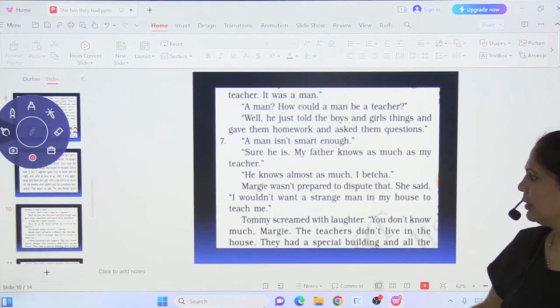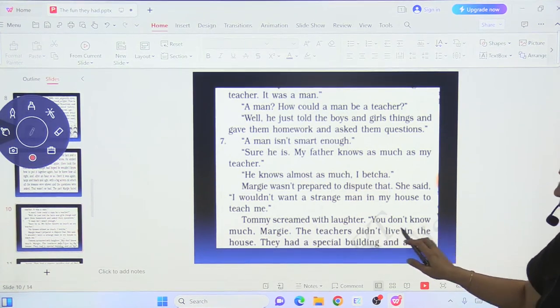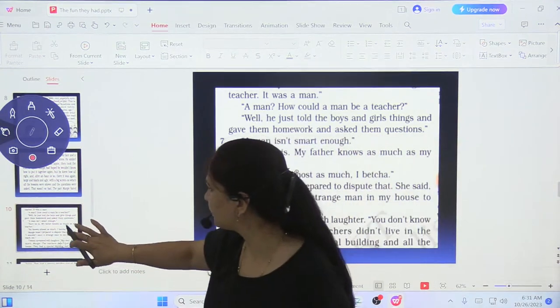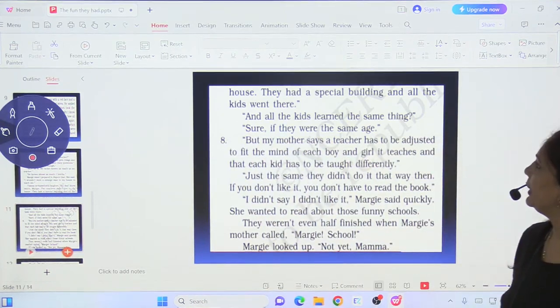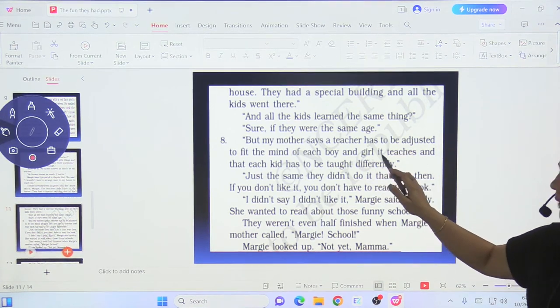So again Tommy screamed with laughter. He started laughing and he said, "You don't know much, Margie. The teachers didn't live in the house. They had a separate building." So he replied that the teacher does not come to our houses, but there are altogether separate buildings where all the children go and study together. "They had a special building and all the kids went there." So all the kids who belong to the same age group go there and learn the same thing.